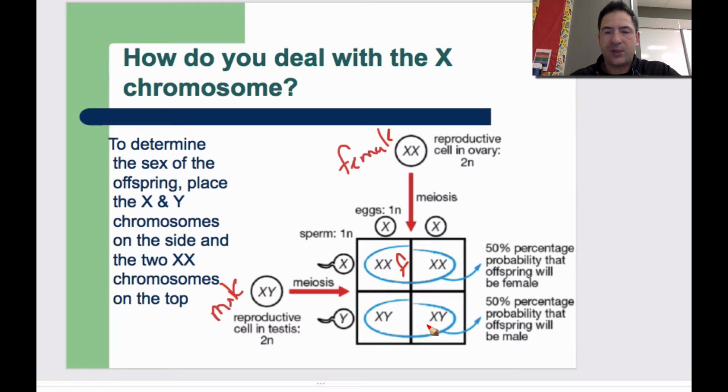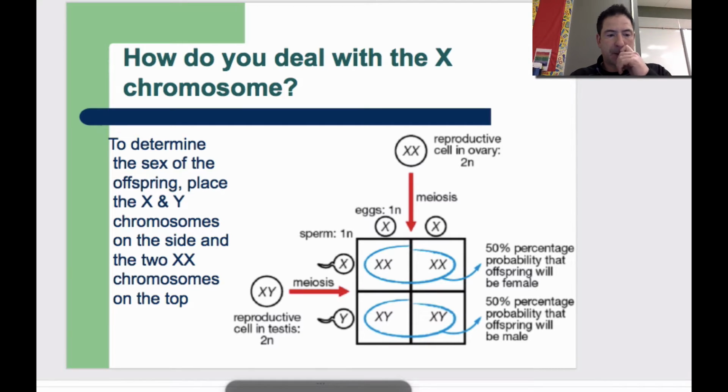So these would be females, and these would be males, because males have the Y chromosome, X and a Y, and females have two X's. Does that make sense? So at that point, it's a 50-50 chance that you will either be a male or you'll be a female. Okay.